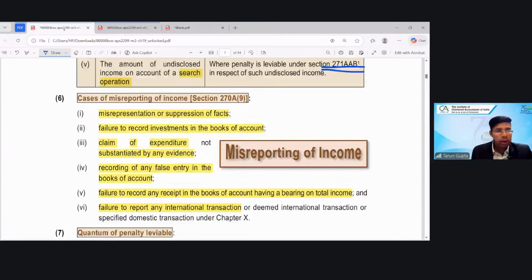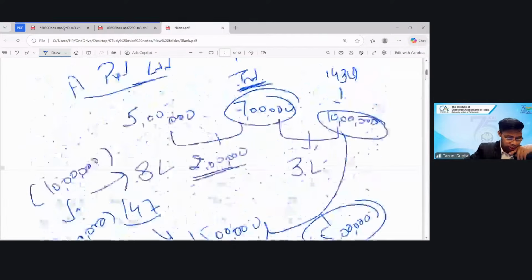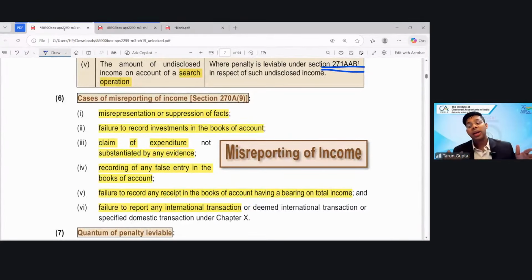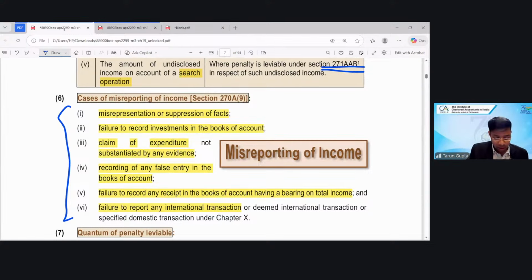So now I discussed with you in the balloon there is a part which we call misreporting. If the income is underreported because of any of these 6 reasons, then it's a case of underreporting with the consequence of misreporting, and a higher penalty of 200% of the tax sought to be evaded shall be levied. Okay. So what are these cases?